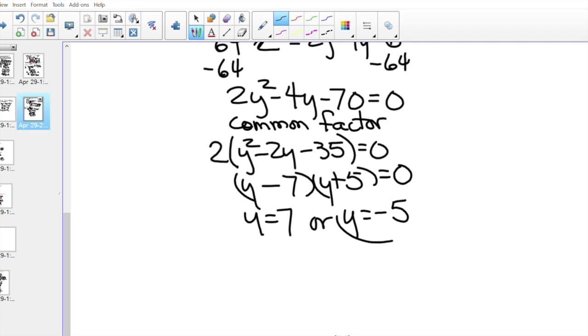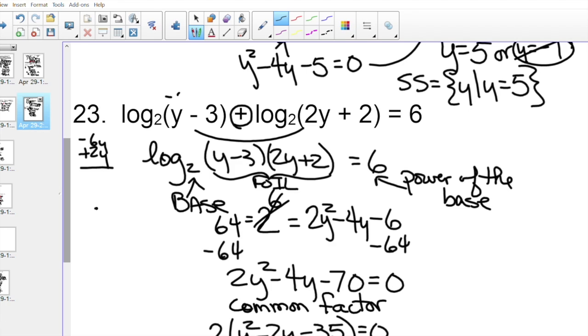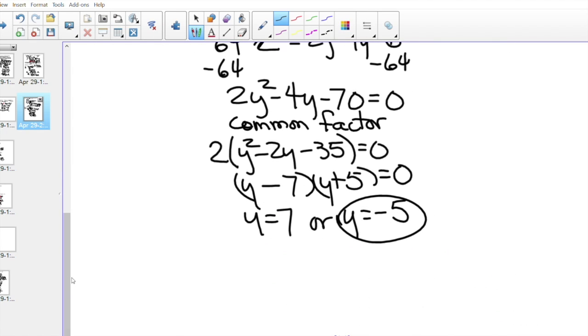Again, check out old negative 5. Can you take the logarithm of a negative? You got to go all the way back to the top. Now, I want you to think this. If it works one place but not another, it can't work for all of them. It's got to work for all of them. So the solution is the set of y's such that y is equal to 7.